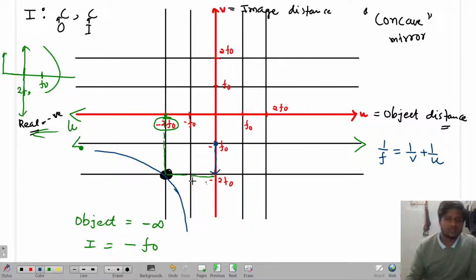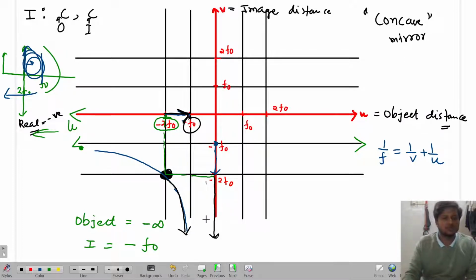Okay, second point. Now try to understand: when I'm going from this twice of f naught, this is my center of curvature, and I'm moving from the center of curvature towards the focus, in this particular region, what is happening? The image is getting away from the center of curvature. So when I'm taking my object towards the focus, the image is getting away from the center of curvature. So I have a graph like this. Two reasons completed or not?